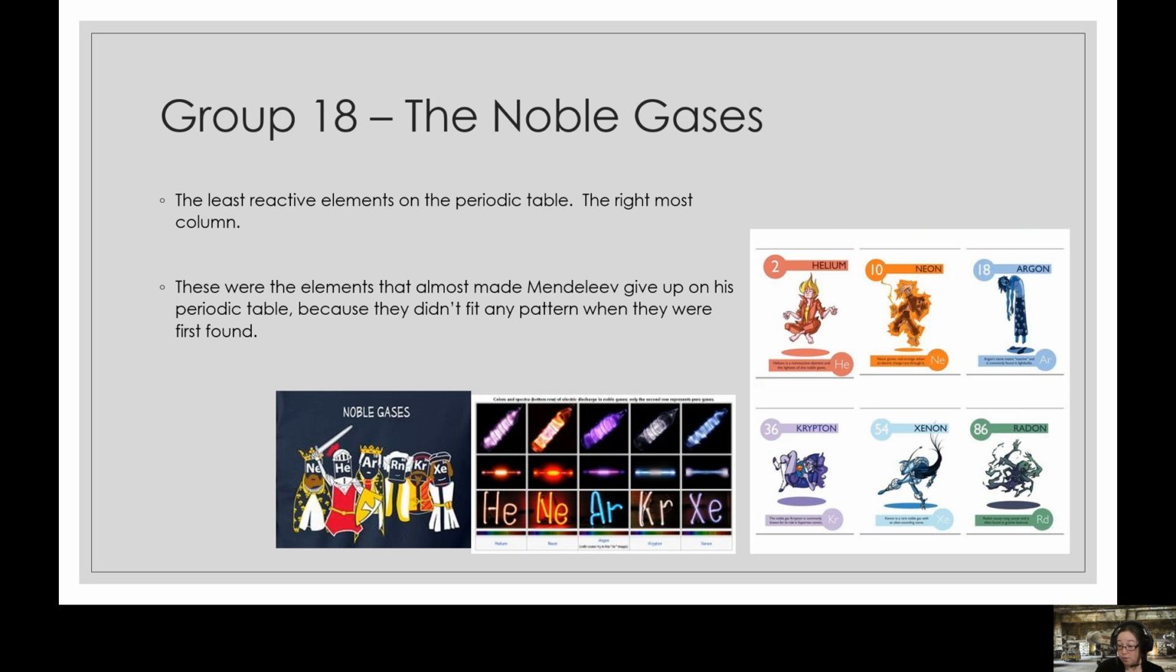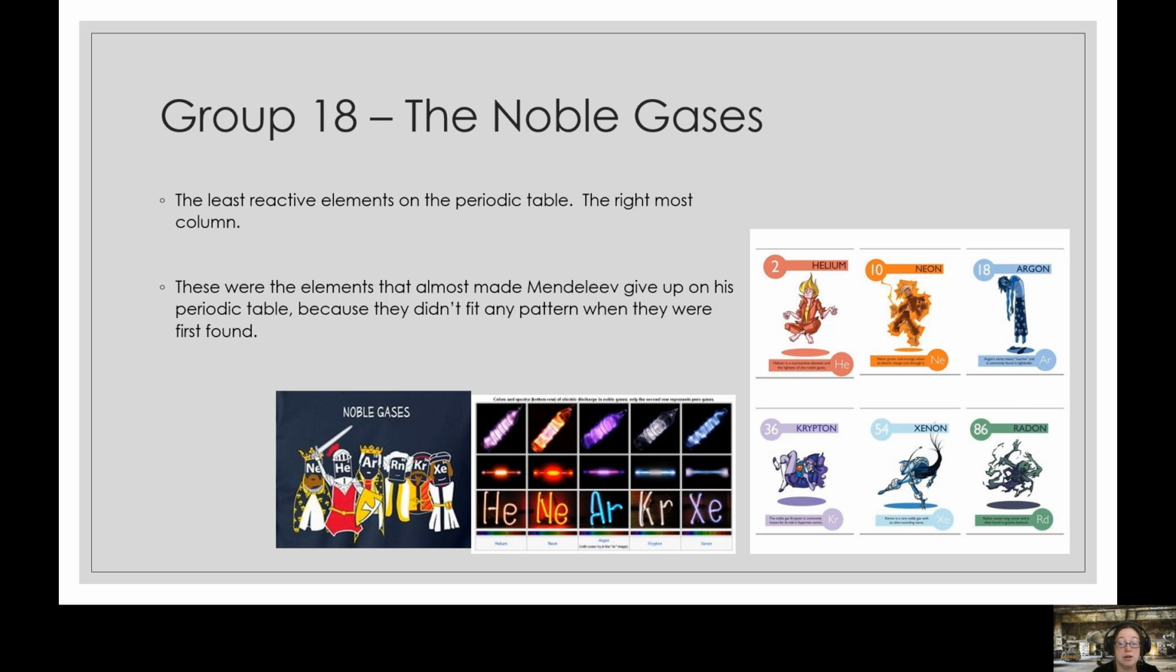Now, we're going to go all the way to the other side of the periodic table to the rightmost column. Group 18 is our noble gases. These are the least reactive elements on the periodic table. They were the elements that almost made Mendeleev give up on his periodic table because when argon was first found as the first noble gas, it didn't fit any of his patterns and it didn't have a spot on the table. And so once they started finding the other noble gases on Earth, then they were like, oh, okay, we just forgot a group, and they added a column to the periodic table.